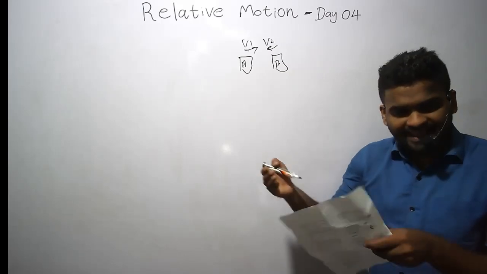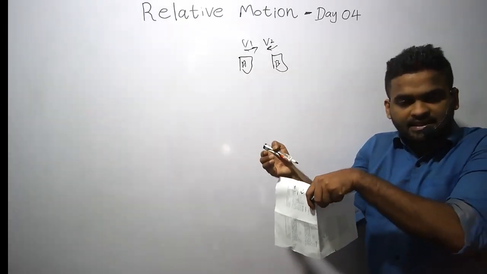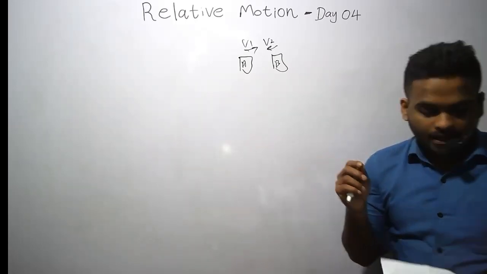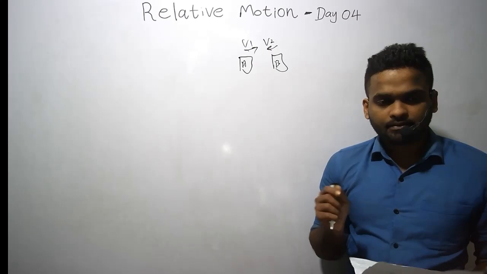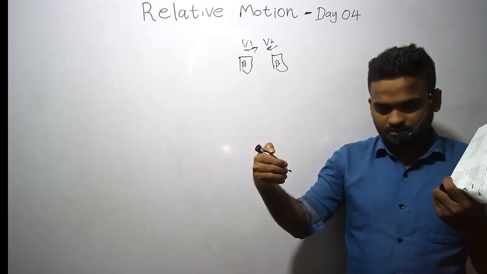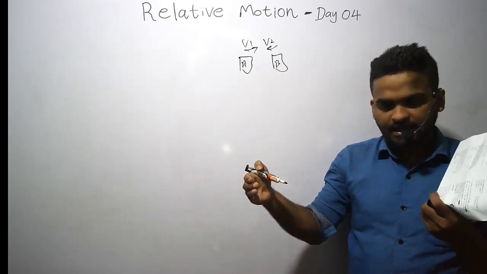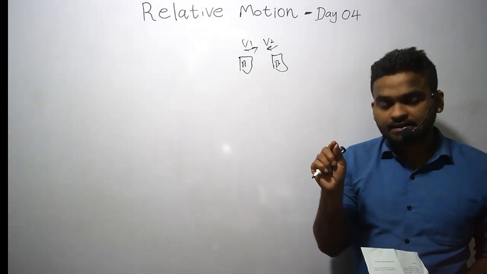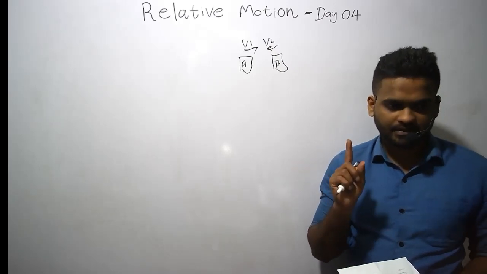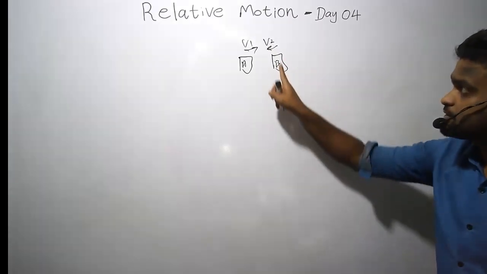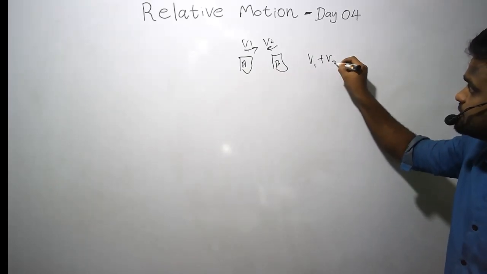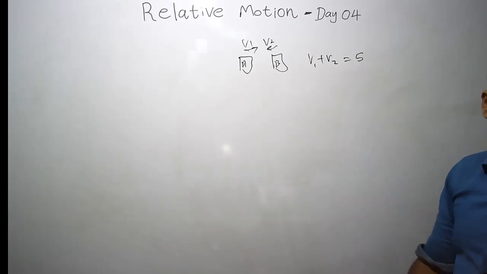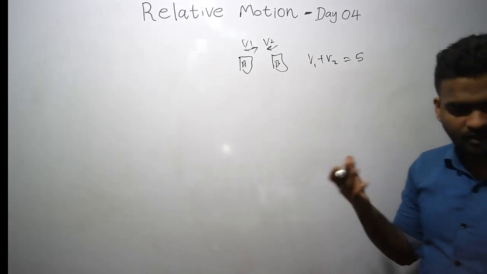What do they say? They get close 5 meters per second. I mean 5 meters in each second, every second. That thing you need to understand. Their gap is decreasing at a rate of 5 meters per second. So you have to understand that 5 meters per second is the relative velocity between them. So what's the relative velocity in terms of V1 and V2? It is V1 plus V2. So that is equal to 5. So that's what it means, right?